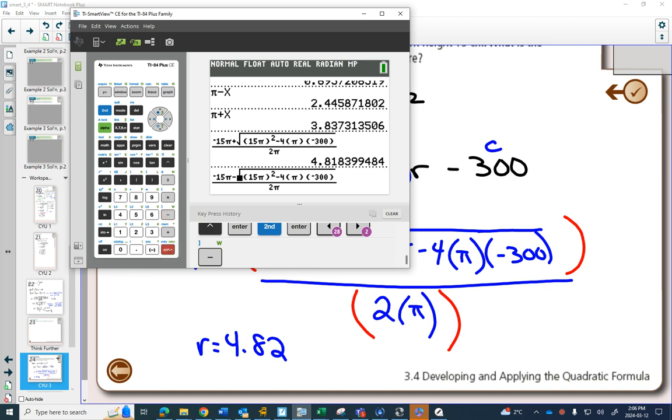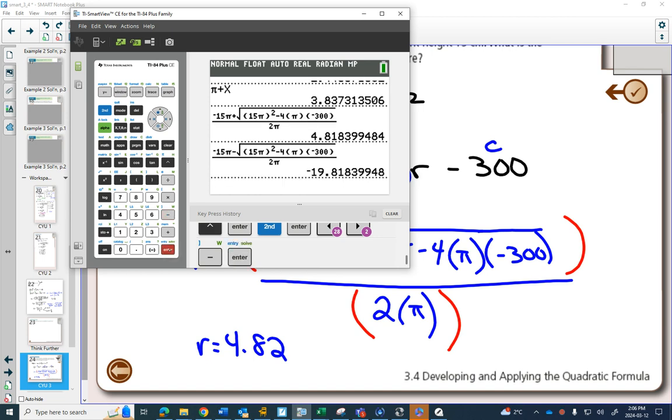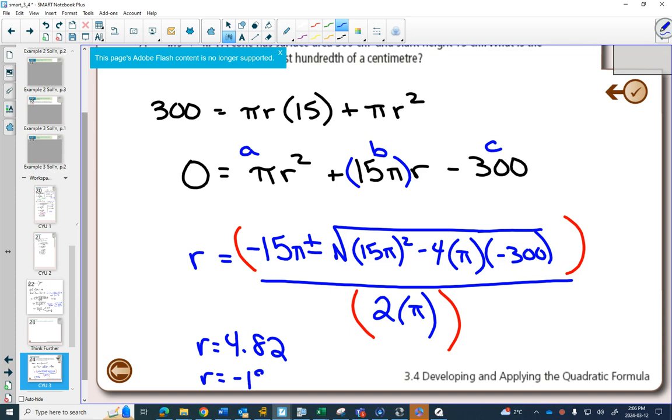So now I push enter, and this time I get an r of negative 19.82. So we have two answers, but because this is a real life word problem that represents something, can you have a cone with a negative radius? Absolutely not. So the only answer is the 4.82.